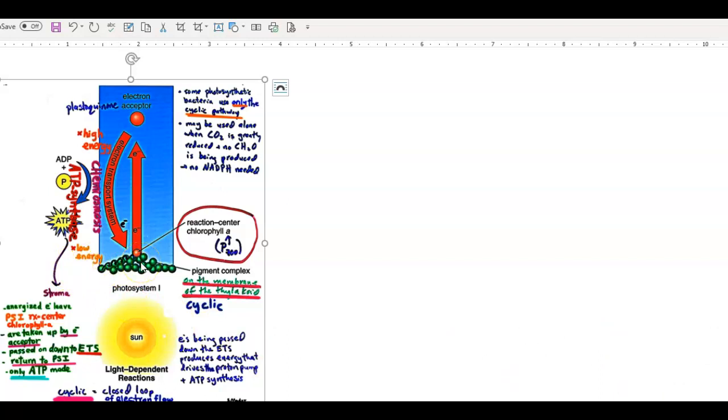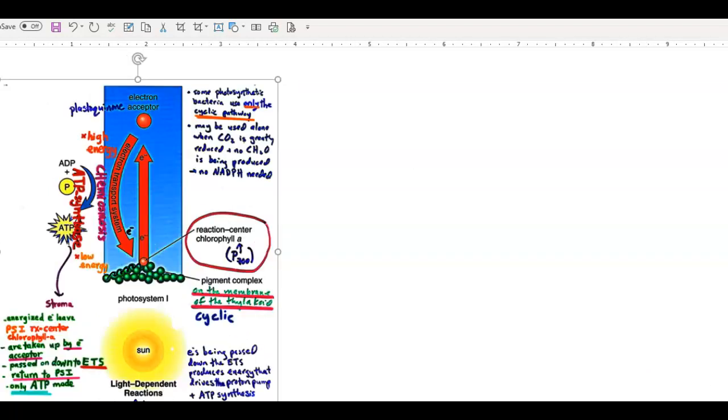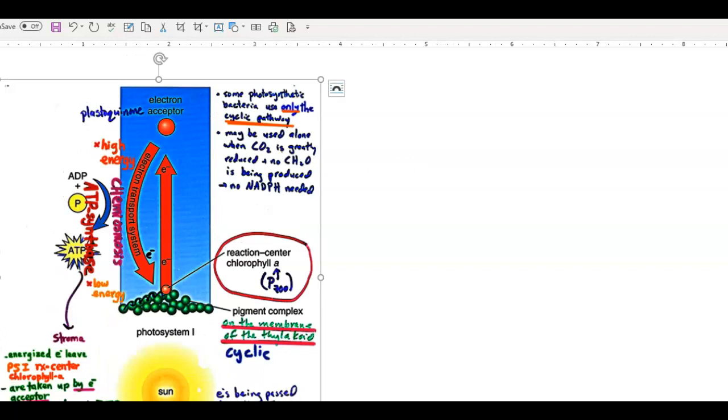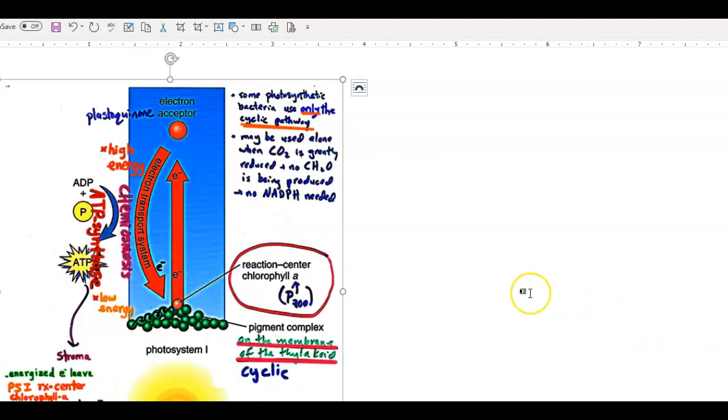Goes back to reaction center chlorophyll A. It goes around and around and around. Look at my note up here. Make that a little bit bigger for you. Some photosynthetic bacteria only use the cyclic. And the cyclic can be used alone when carbon dioxide is greatly reduced and there's no glucose being produced. So if there's no glucose being produced, you don't need the non-cyclic because you don't need the NADPH. I'll explain that a little bit later when we get to the Calvin cycle.